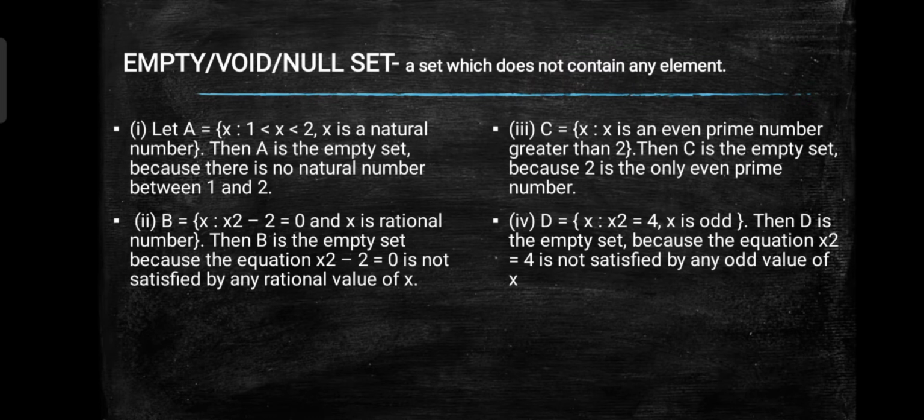So let's have a few examples for them. Let A be a set where x such that x lies between 1 and 2 and x is a natural number. So what are natural numbers? 1, 2, 3, 4, 5, 6, right? What lies between 1 and 2? Nothing. So how do you define this nothing? We can't, right? So that's why mathematicians found a smart way of telling that there's nothing, or it's empty, or it's void. So that's why there is something called an empty set or a null set. So A is an empty set because there is no natural number between 1 and 2.